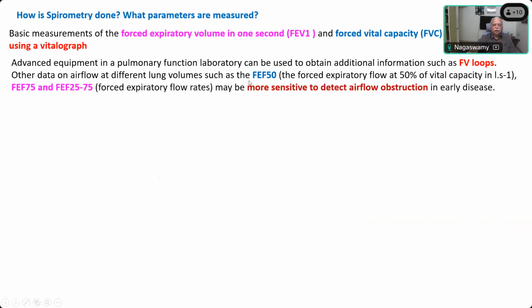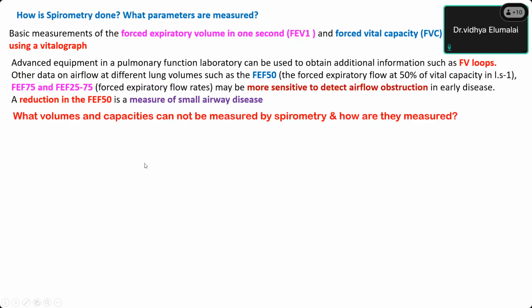By using this advanced laboratory equipment, we can measure forced expiratory flow at 50% of vital capacity, as well as the flow rate between 25 and 75% of the vital capacity, which is more sensitive to detect airflow obstruction in early disease. The reduction of expiratory flow at 50% indicates small airway diseases. An example of small airway disease is asthma, bronchial asthma. Why so much hesitation?